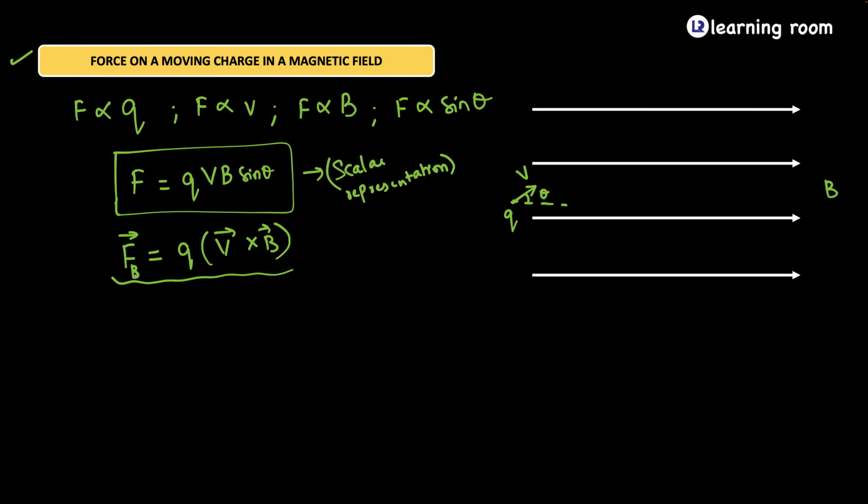So you put the subscript of B. If you put B, how do you read it? It is magnetic force. If you put the subscript E, you read it as electrostatic force. Is the point clear? So this is all about the force on a moving charge in a magnetic field. Okay, you can make a note of this.